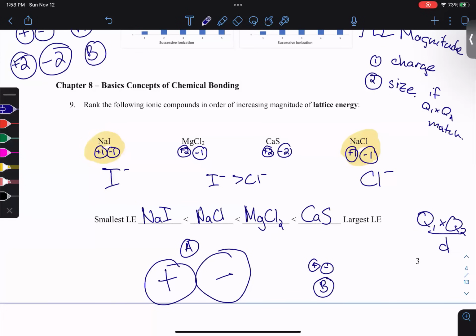Okay, cool. See how we did that? Always look at charges first, and then when the charges match, you look at size. But when we look at size, the smaller size has the larger lattice energy.